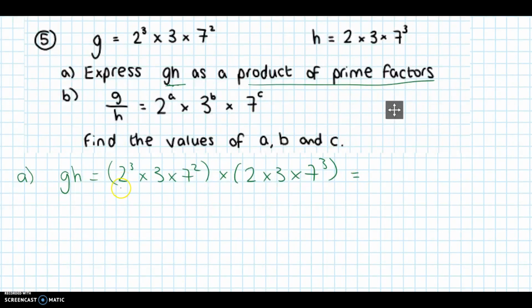So if I simplify that, I've got 2 cubed times another 2, so that's 2 to the 4. Then I've got 3 times another 3, so that's 3 squared. 7 squared times 7 cubed would be 7 to the power of 5.